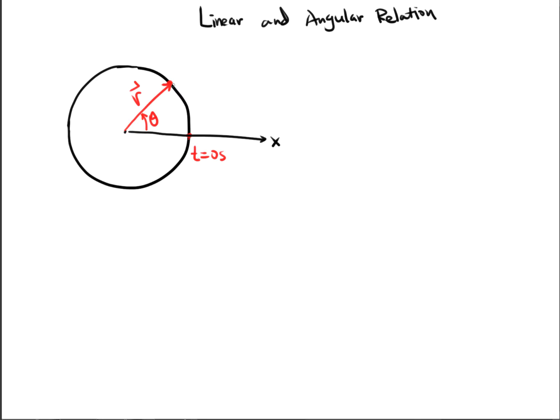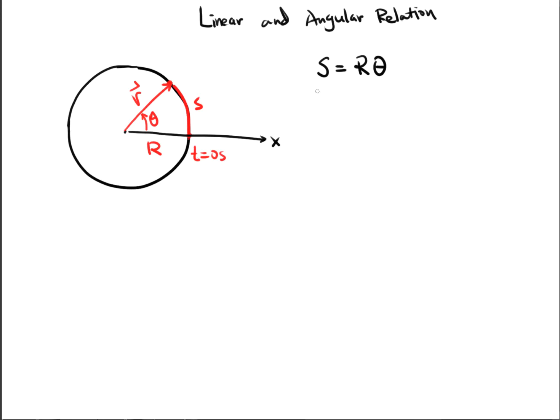Now let's look at this arc length. We call this length s. Now the radius of the circular motion is capital R. So that's a relation we can write out between R and S. So S equals R times theta.